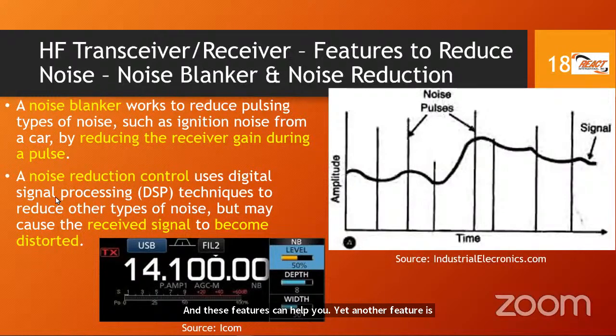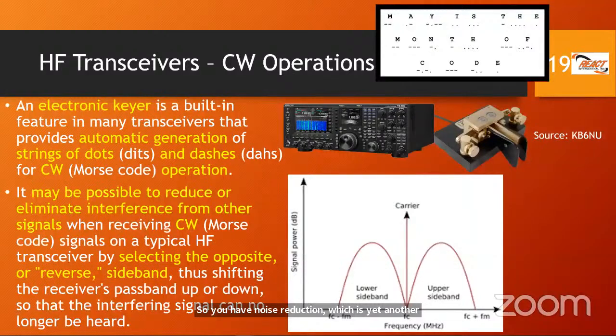It uses digital signal processing, or what is called DSPs, just for your information. It uses DSP techniques to reduce other types of noises that may cause the received signal to become distorted. So you have noise reduction, which is yet another feature of many good radios. All right, let's probably take in another slide or so before we take a break.